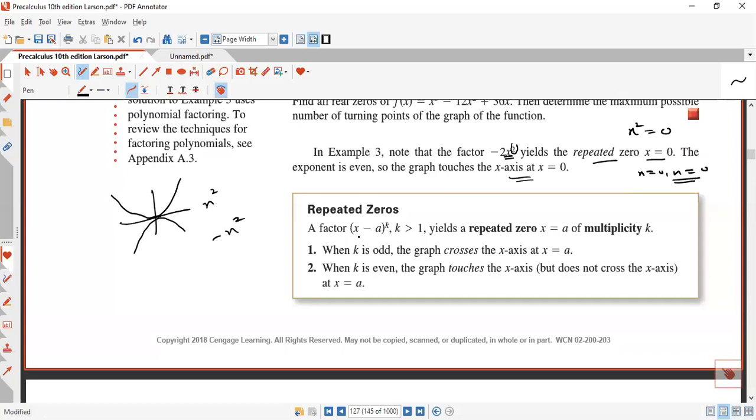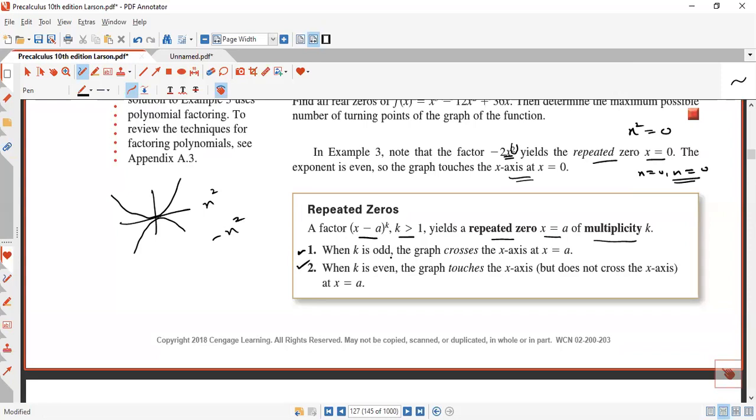The factor (x minus a) power k, if k is greater than 1, yields a repeated zero. Clear? And x equal to a has multiplicity k. So according to k, we have x equal to a multiplied that many times. Means if this is x power 3 equal to 0, then x will be 0, 0, 0, three times. This will be known as the multiplicity. Okay, so now these two points are very important.